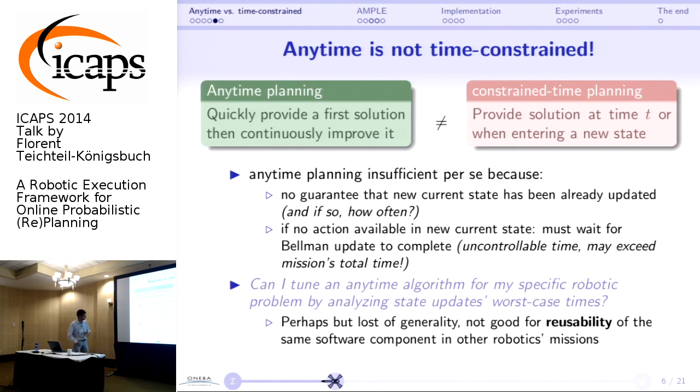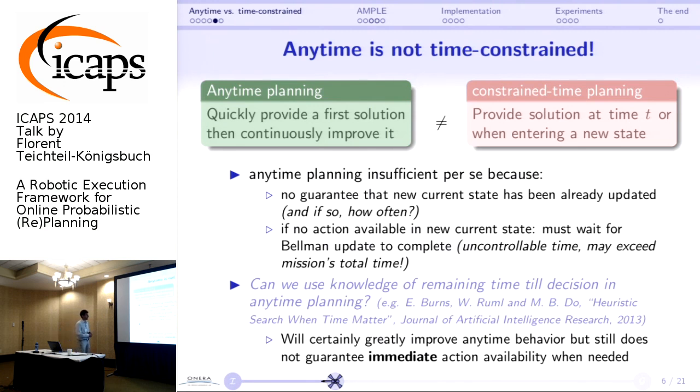So one question is, can I tune an anytime algorithm for my specific problem? Imagine I really know the problem, I can exploit the structure of it, by analyzing state updates and worst case times. Of course you can do that, but in this case, you lose generality, and every time you have a new mission, you use a new algorithm, you have to redo this analysis again, and in robotics, it's really a pain.